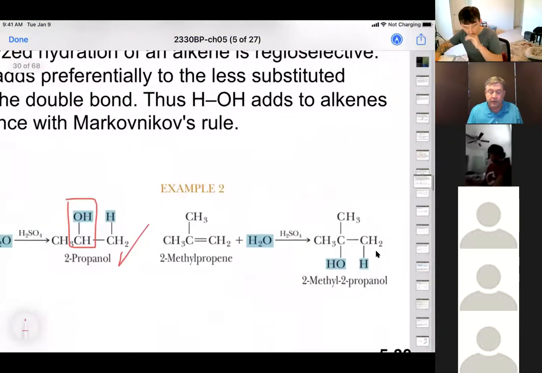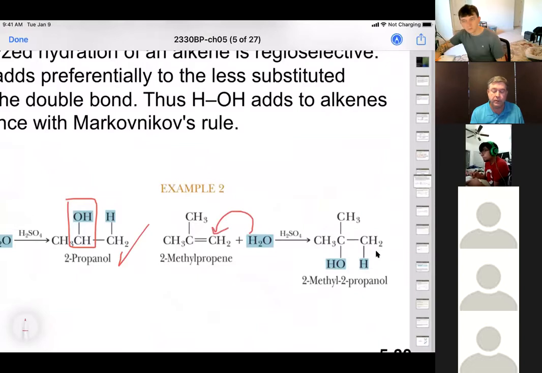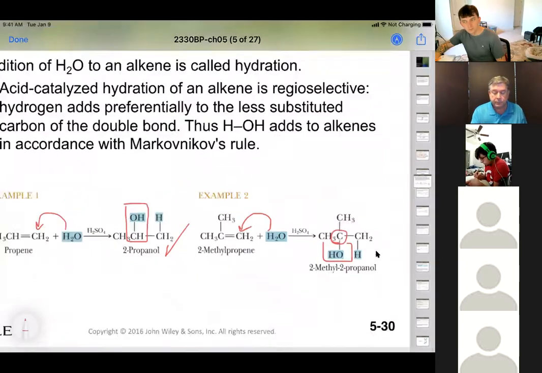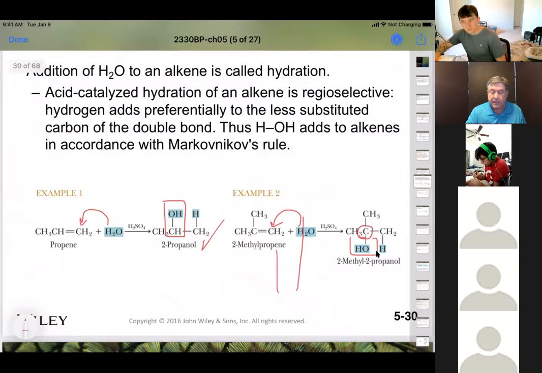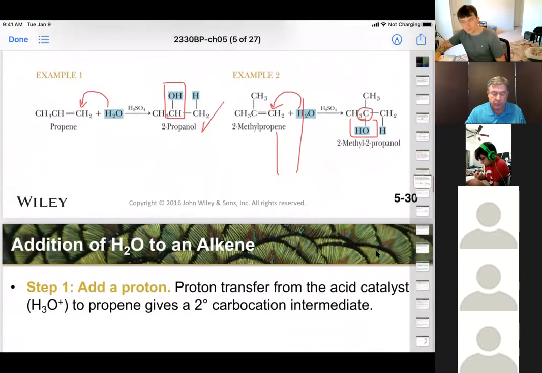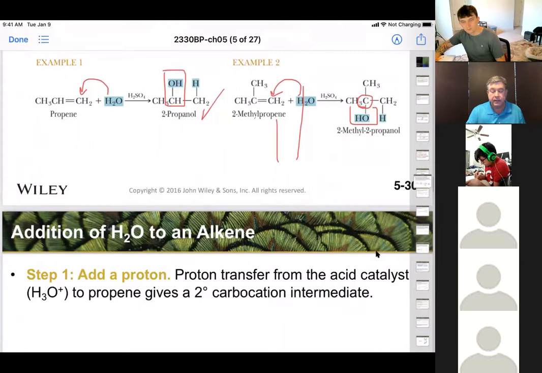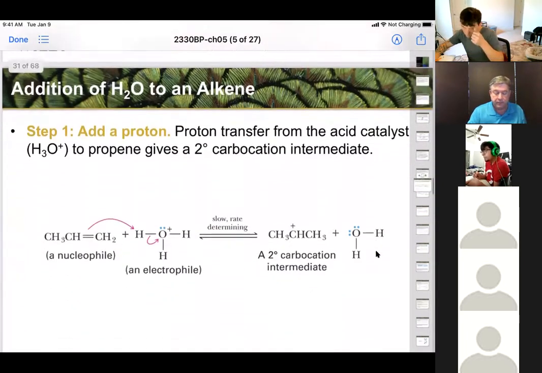Now, if we do it here, we're going to do that exact same thing. We're going to add the hydrogen to the carbon with more hydrogens, and we're going to end up with our OH on that more substituted carbon. So what does that mean? That means in the intermediate, we must be forming carbocations. So let's look at that stepwise.